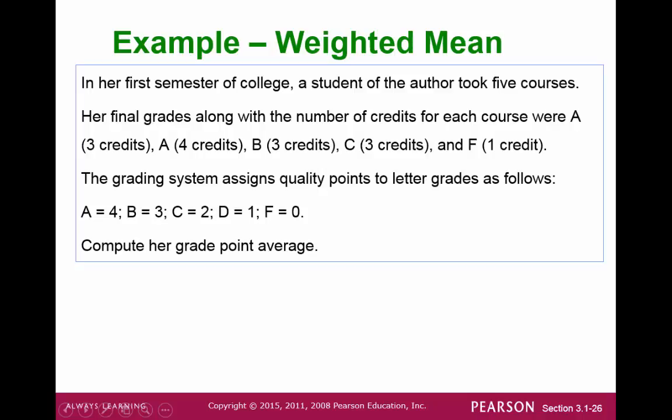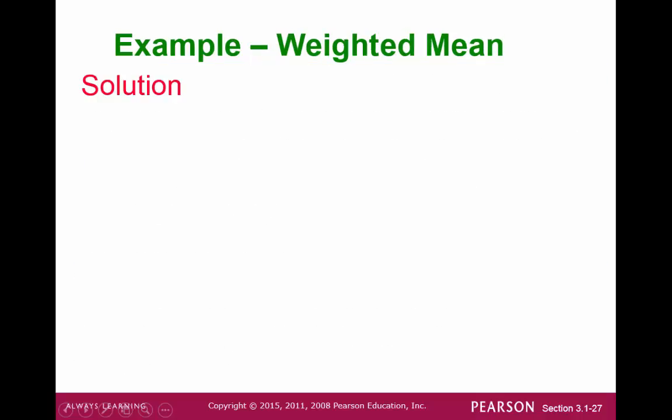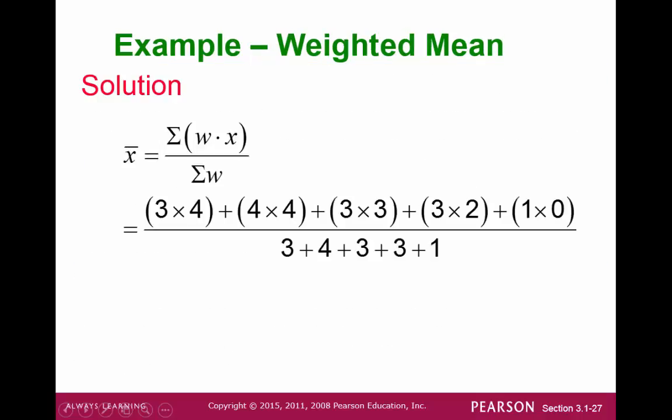Here's an example. For the 5 courses, she got an A in a 3-unit class, an A in a 4-unit class, a B in a 3-unit class, etc. So the weights are given here, and the x's are given according to the grades. And so we put these values into the formula, and we get the mean, which is her GPA. And her GPA is 3.07.